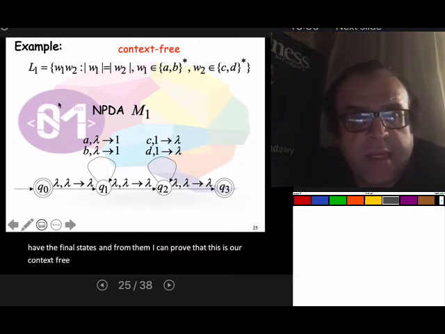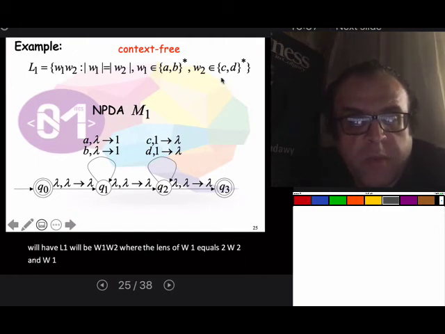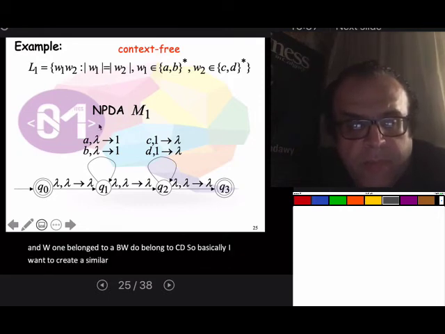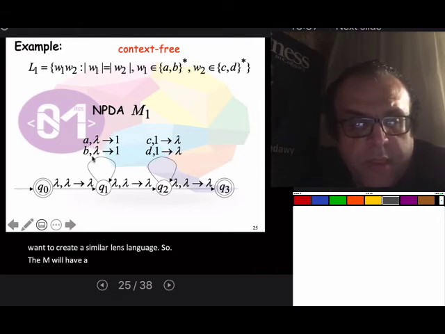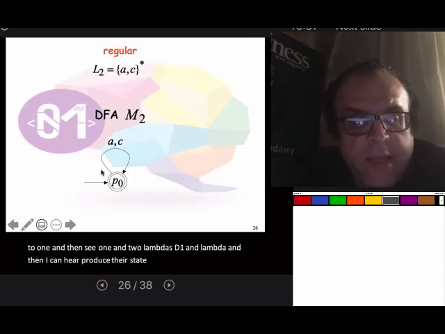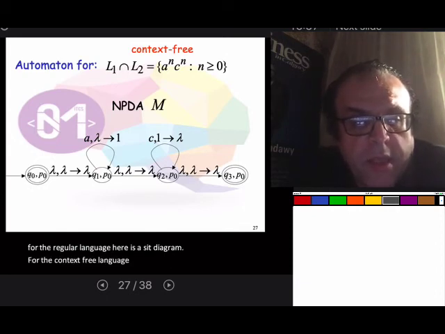So let's give another example here. L1 will be W1 W2, where the length of W1 equals the length of W2, and W1 belongs to {A, B}* and W2 belongs to {C, D}*. So basically I want to create a similar-length language. The machine M will have A, lambda to 1, and then B, lambda to 1, and then C, 1 to lambda, D, 1 to lambda, and then I can produce the state diagram. So for the regular language, here is the state diagram. For the context-free language, here is the state diagram, or the automaton for the context-free language.